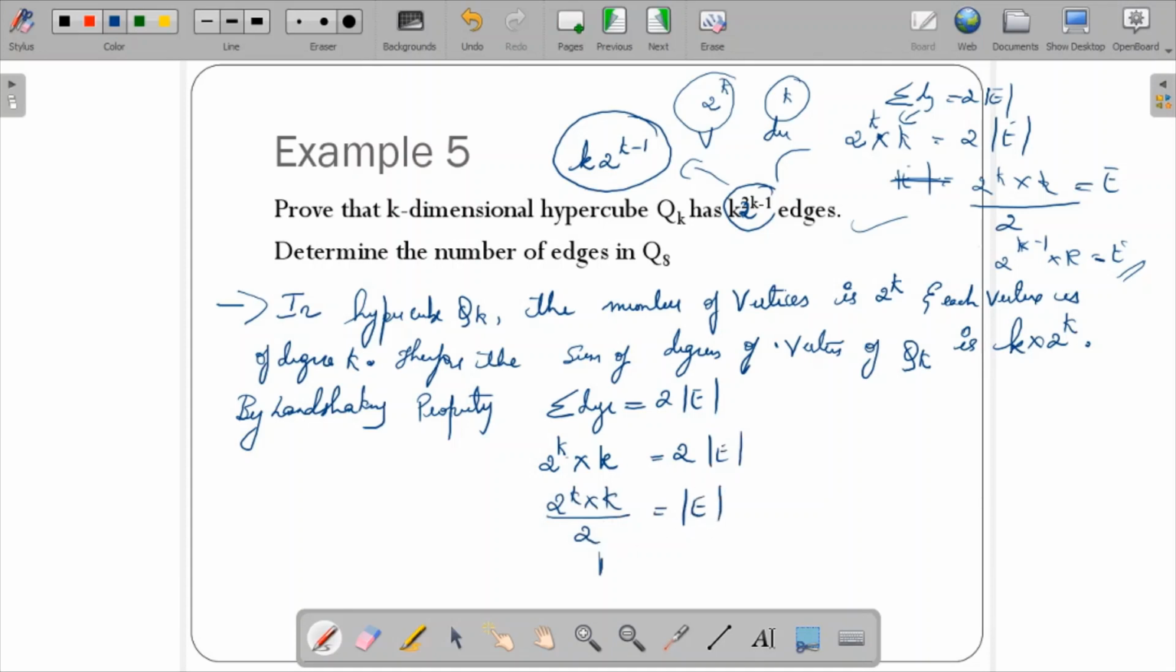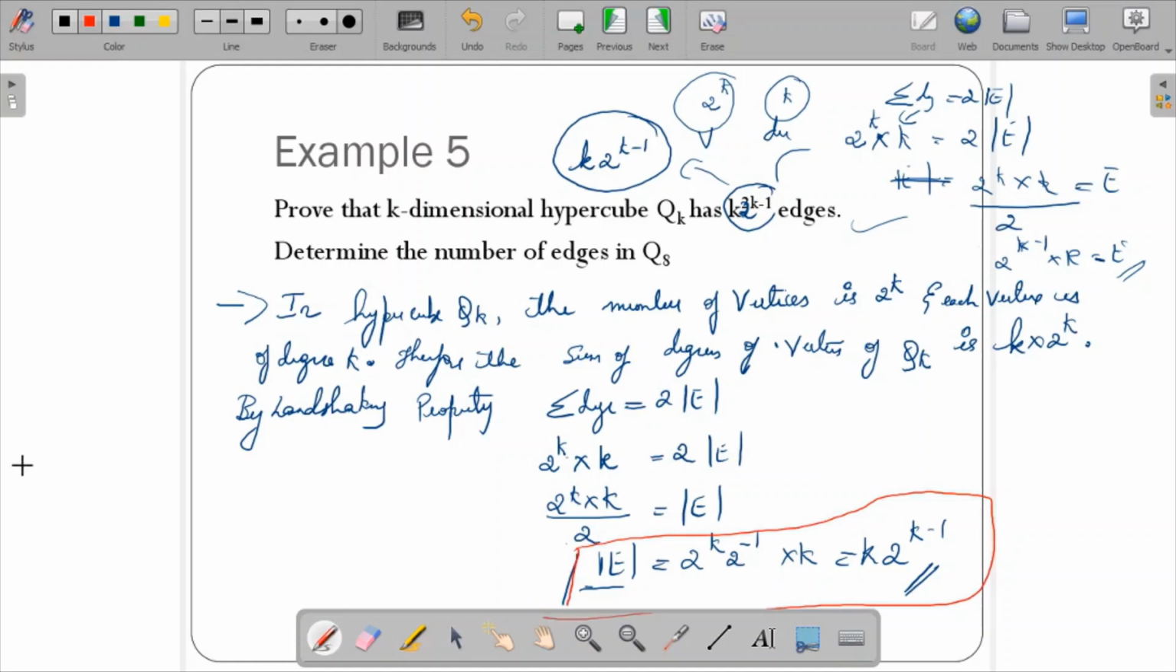The number of edges is equal to 2 to the power k into 2 to the power minus 1 into k, taking that 2 up. So this gives me 2 to the power k minus 1 into k. So I have proved the property, k into 2 to the power k minus 1. Then they asked to determine the number of edges in Q8. To find the number of edges, this is the formula we got.